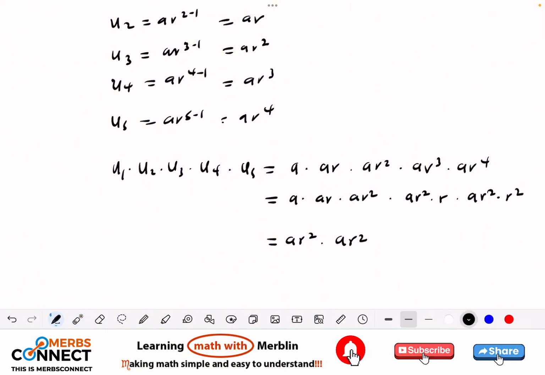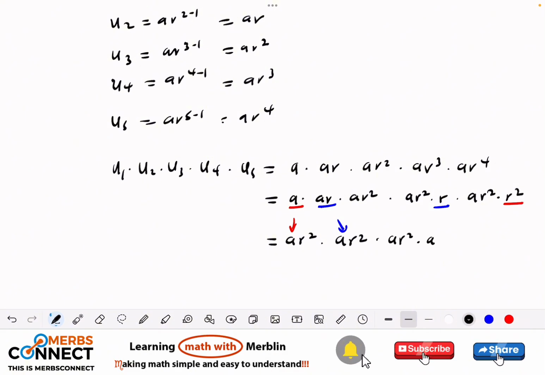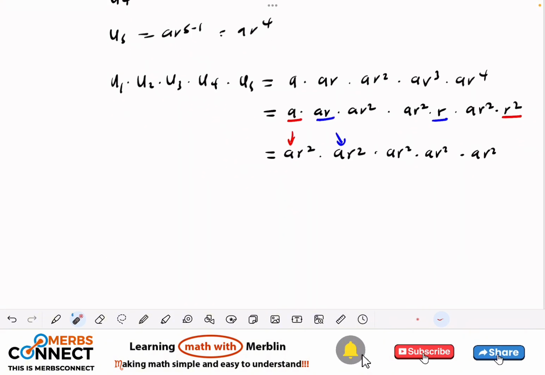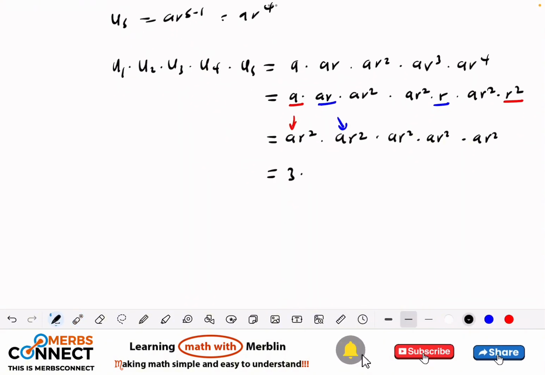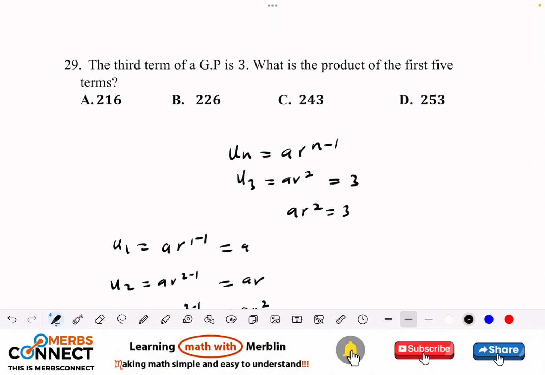So let me just use red to show you. This and this is giving us this, right? And then this r here and this is giving us this. So what is left is times ar squared times ar squared times ar squared. Now we know that ar squared is 3. So we are going to have 3 times 3 times 3 times 3 times 3. Good. So what is 3 times 3 times 3 times 3 times 3? This is 243. So 243 is going to give us C.